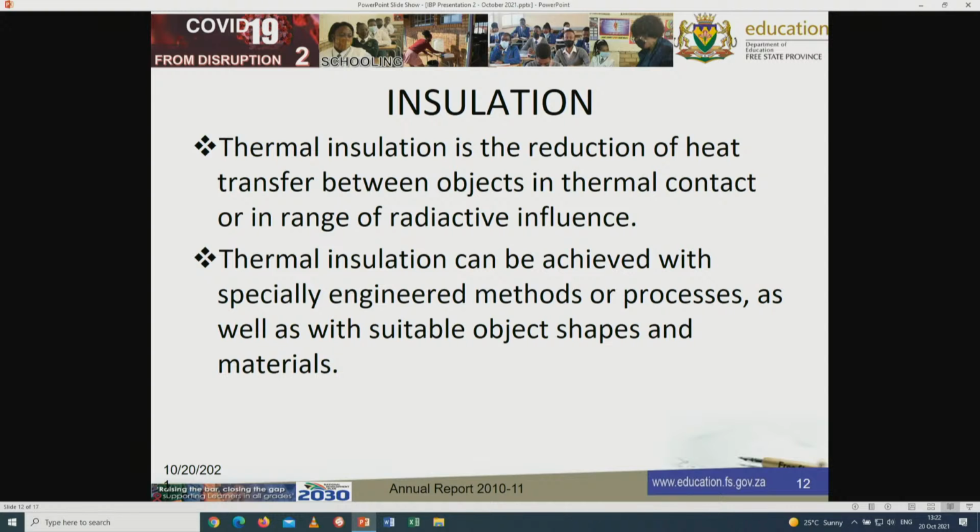High engineering methods as well as materials can assist us to save energy.